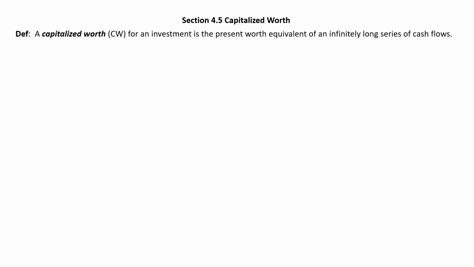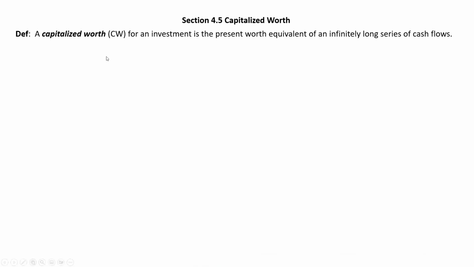A capitalized worth for an investment is the present worth equivalent of an infinitely long series of cash flows. Okay, let's see, what is this capitalized worth thing? It's a present worth. So you can imagine the cash flow, there's a cost here after 1 year, 2 years, 7 years, all kinds of things like that. Oh, I don't care. Just tell me all of that stuff that's going to happen in future. What is its present cost for me so that I can make a decision about whether or not to take up this project?